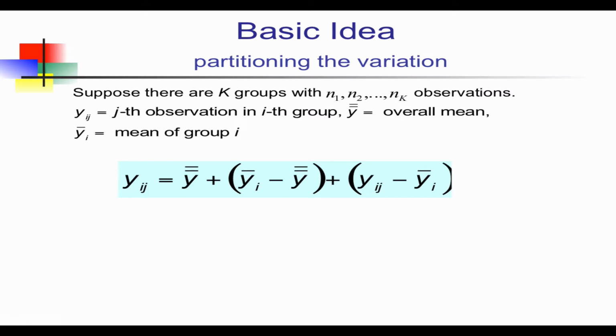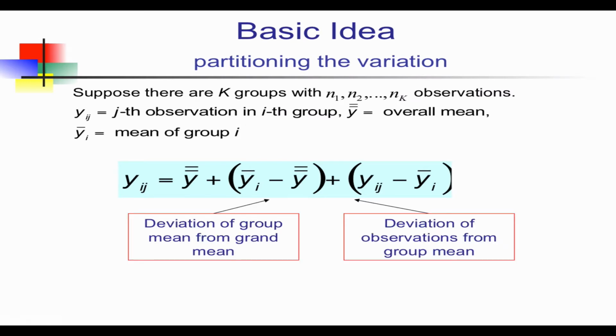So why do we do this? From this decomposition, you can see that each sample is the grand mean, plus the difference between the group mean and the grand mean, plus the difference between the individual and the group mean. So on the next page, you will see a figure.